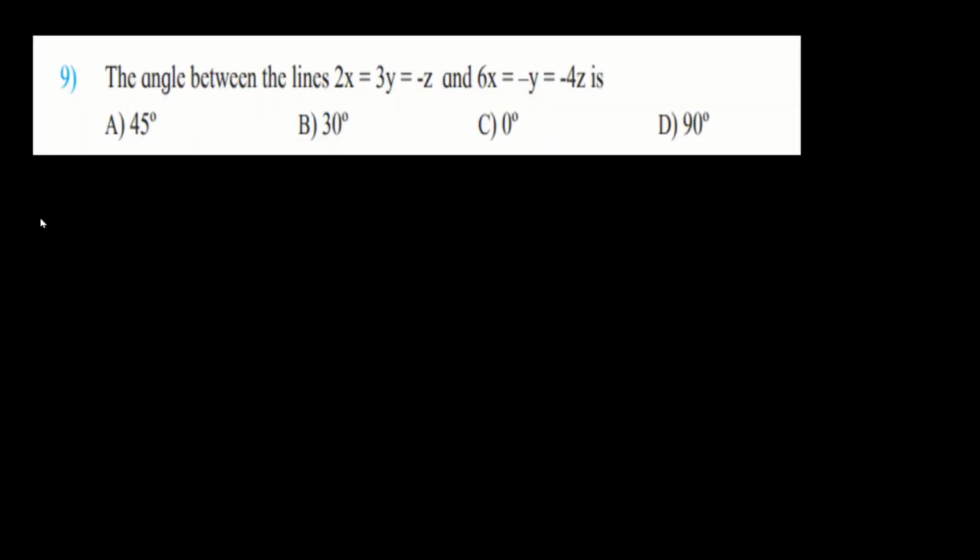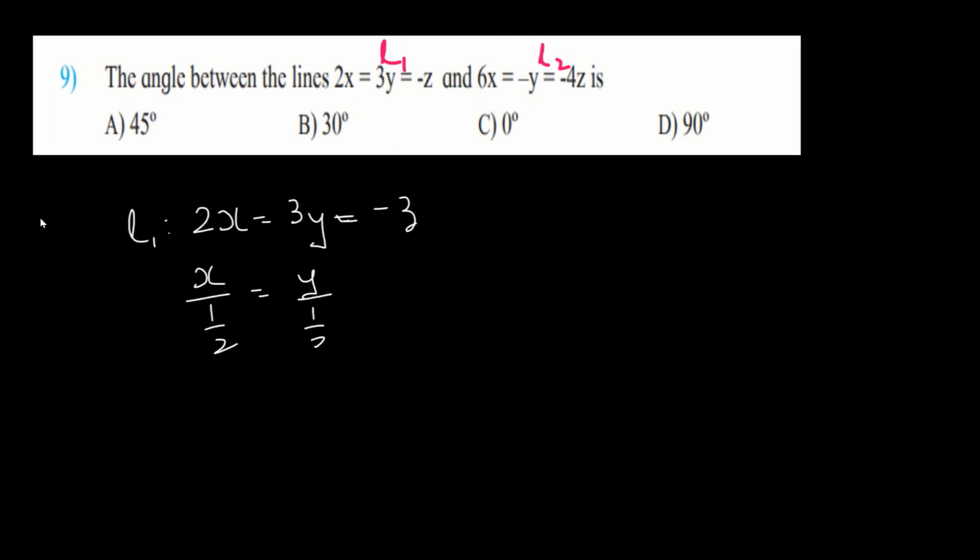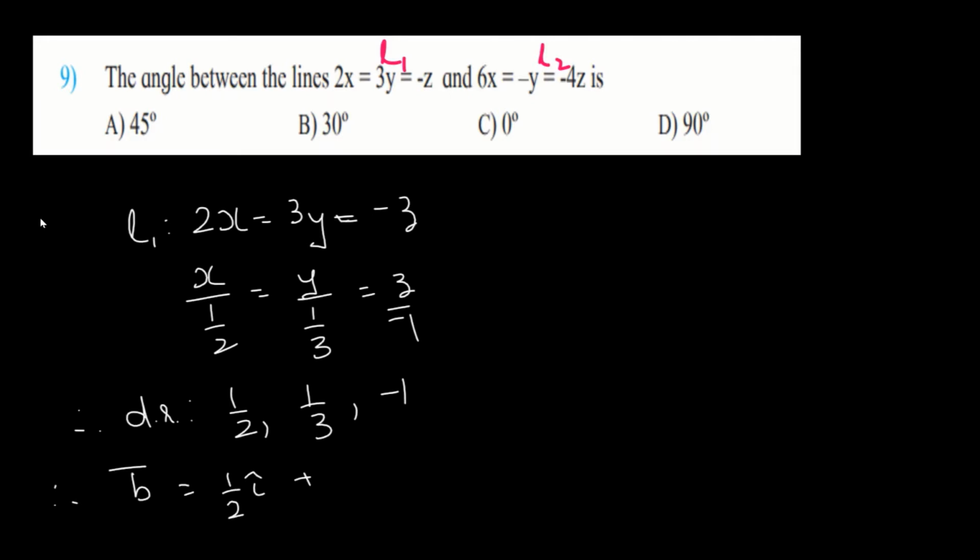In the ninth question, we have to find the angle between the two given lines, let us say L1 and L2. Now for the first line L1, the equation of the line is 2x is equal to 3y is equal to minus z, which can also be written as x upon 1 upon 2 is equal to y upon 1 upon 3 is equal to z upon minus 1. Therefore, the direction ratios of the first line are 1 upon 2, 1 upon 3 and minus 1. And therefore, any vector which is parallel to L1 is given by, say, b bar is equal to 1 upon 2 i plus 1 upon 3 j minus k.